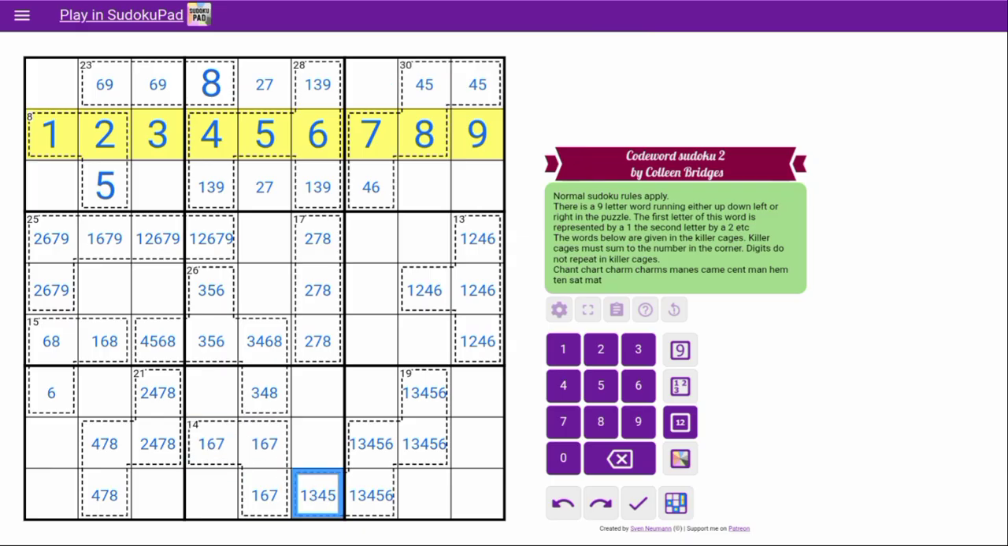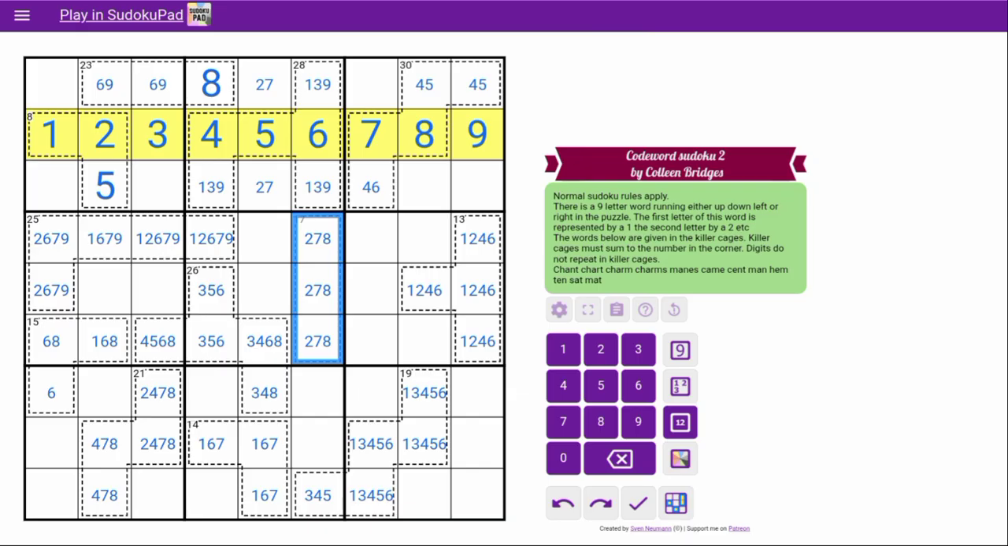That 1, 6, 7, that can't be a 1. I must have missed that before. Oops, can't be a 1. No, it is a 1. Can't be a 1. 2, 7, 8 doesn't wipe out anything. It still wasn't hugely helpful. It did help a little bit.